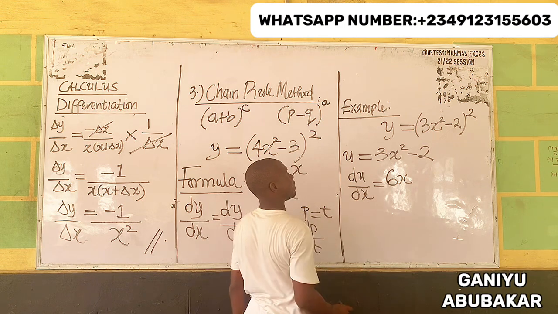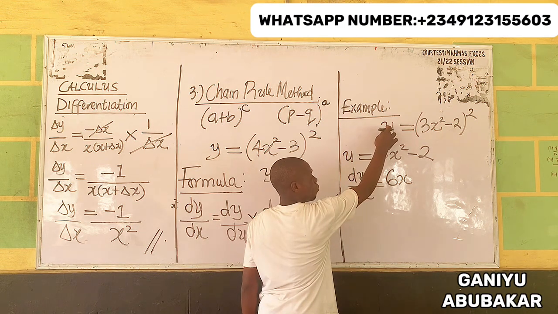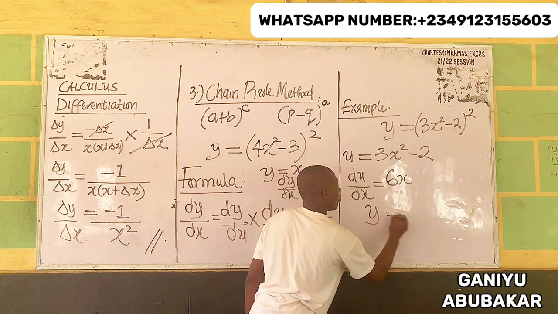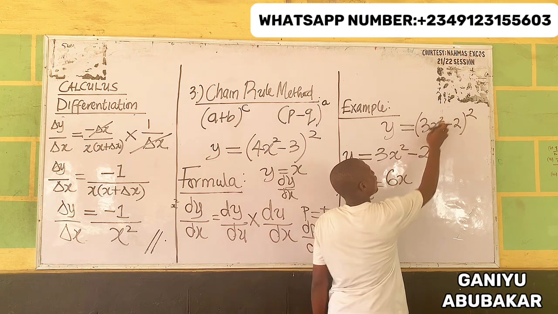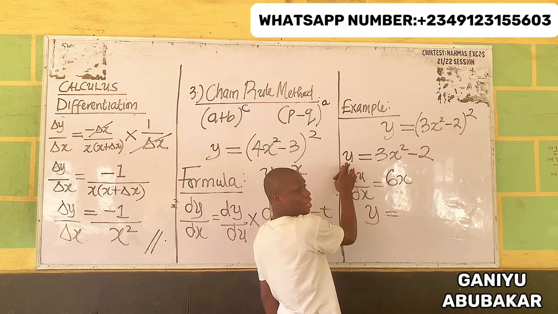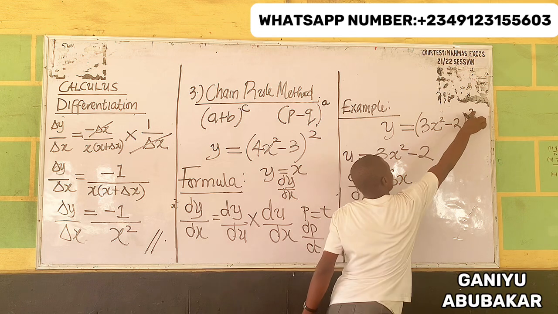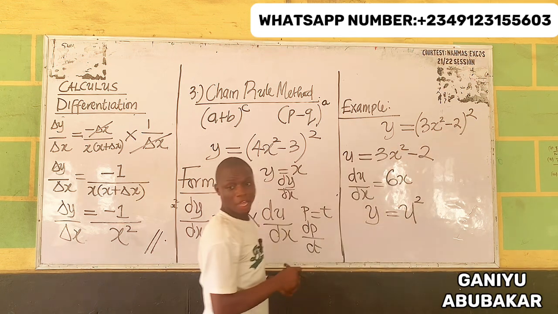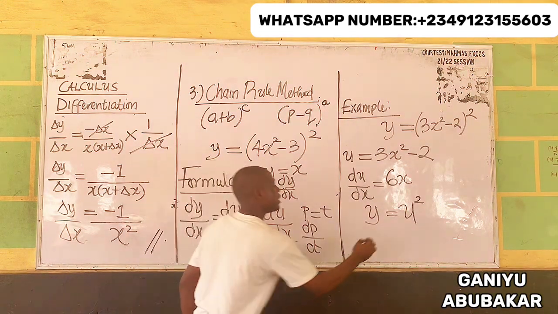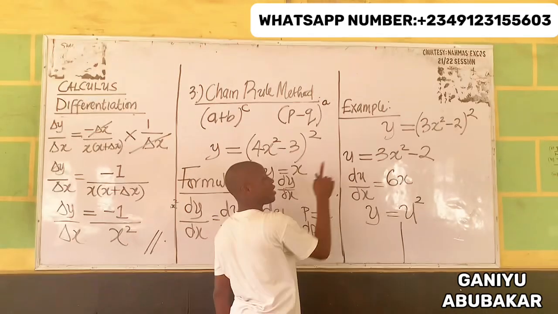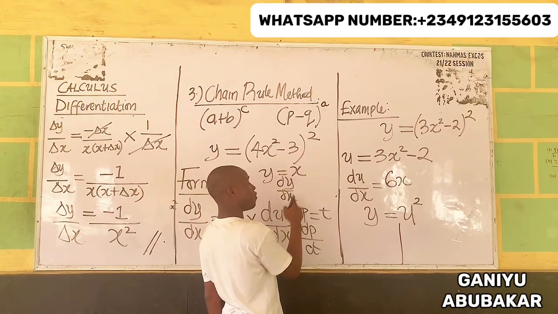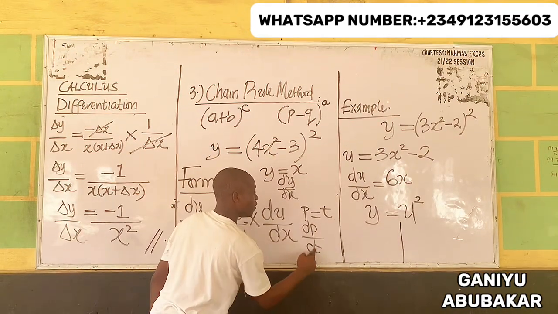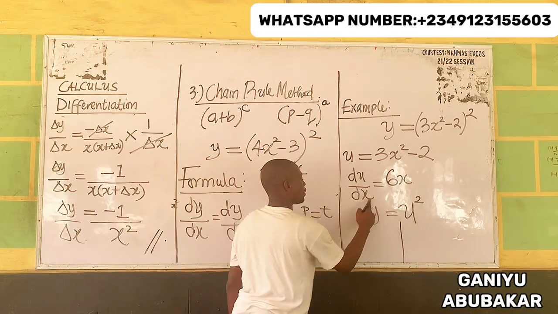When you are done with this, next task, go back to your question, please. I have y equal to what? We just called 3x squared minus 2 u, so I have u here, then to power 2. Are you good? Now listen. If I have y and u, what will I have here?